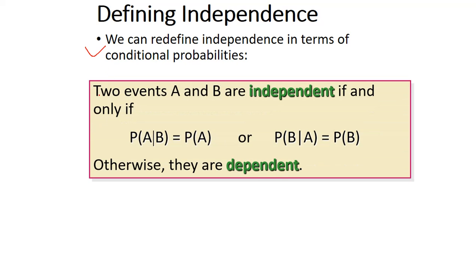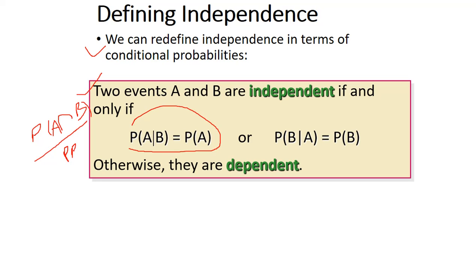Now we can define independence. We can redefine independence in terms of conditional probability. This is the formula. Two events A and B are independent if and only if probability of A given B equals probability of A, or probability of B given A equals probability of B. How does this become? We know that probability of A given B equals probability of A intersection B divided by probability of B.